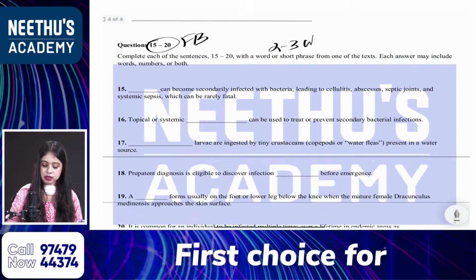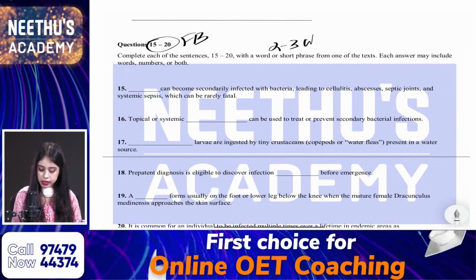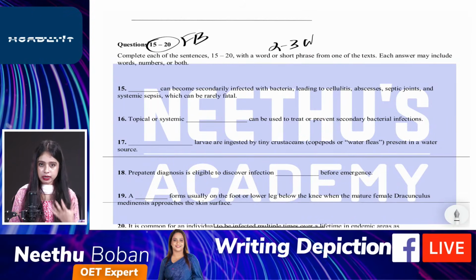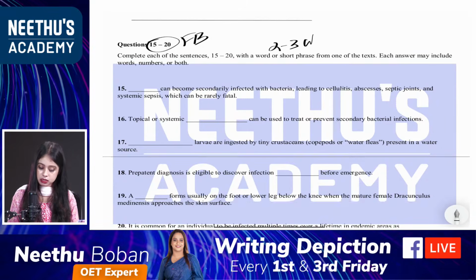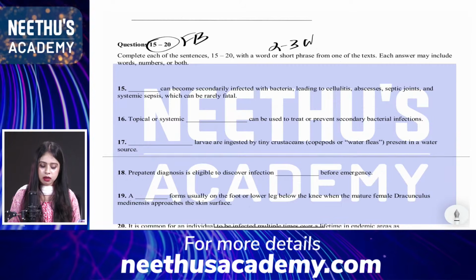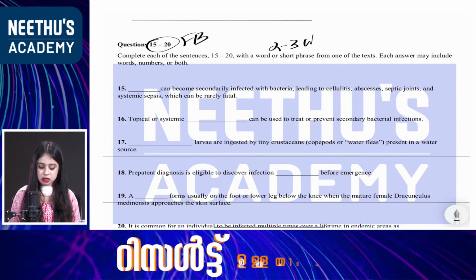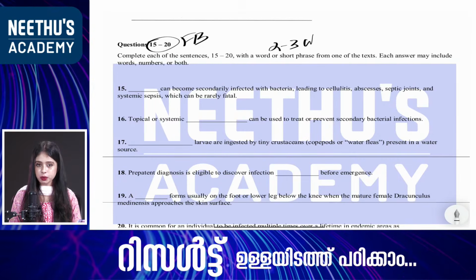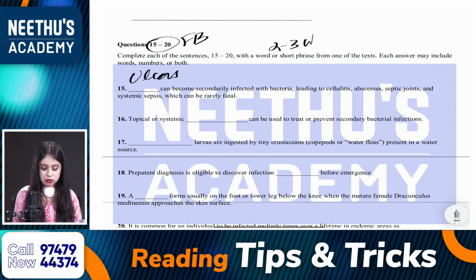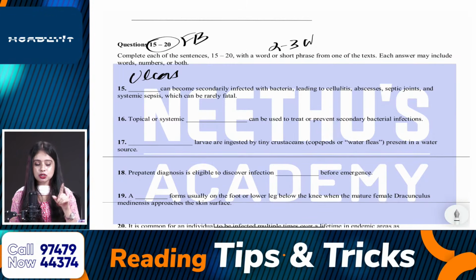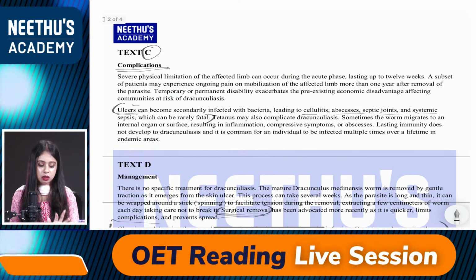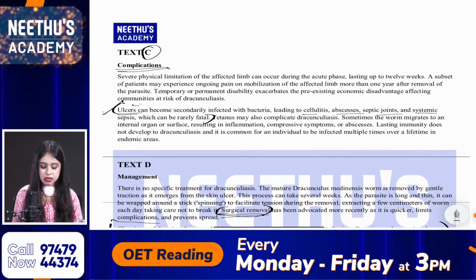Okay, and we are moving to the next questions, 15 to 20, which are fill in the blanks. Dash can become secondarily infected with bacteria leading to cellulitis, abscess, septic joints and systemic sepsis, which can be rarely fatal. So what can become secondarily infected? We have already dealt with this question previously, right? So my answer is ulcers, and U should be capital because it is the start of a sentence. So ulcers is the correct answer from text C, second para, first line.